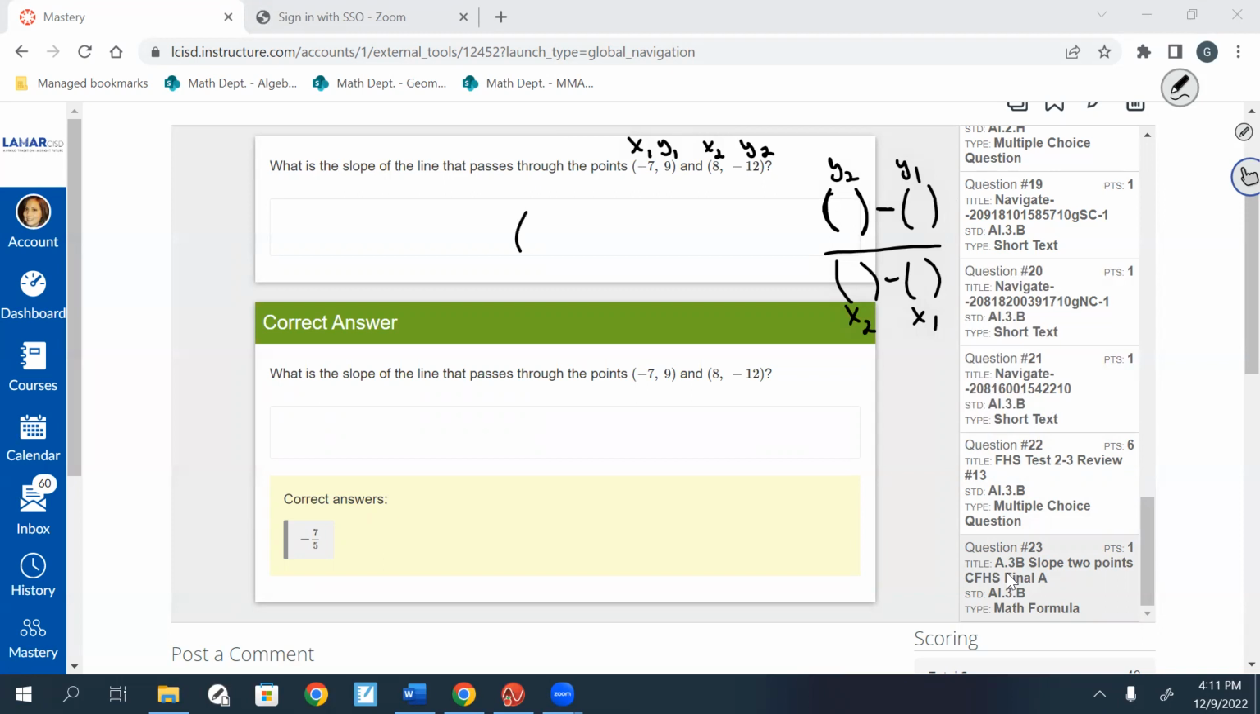So Y2, so I'm going to put parentheses and put negative 12, subtract, and then put parentheses, and now it's Y1. I'm just going by the slope formula, which is on your formula chart. So Y1 is 9 divided by, and now we need X2, so X2 is 8. So parentheses, subtract. There's always subtraction between here. It doesn't matter if it's negative inside the parentheses. There's always subtraction. And then X1 is negative 7. So put that in there. And then now just go type it into the calculator, and that will be your answer.